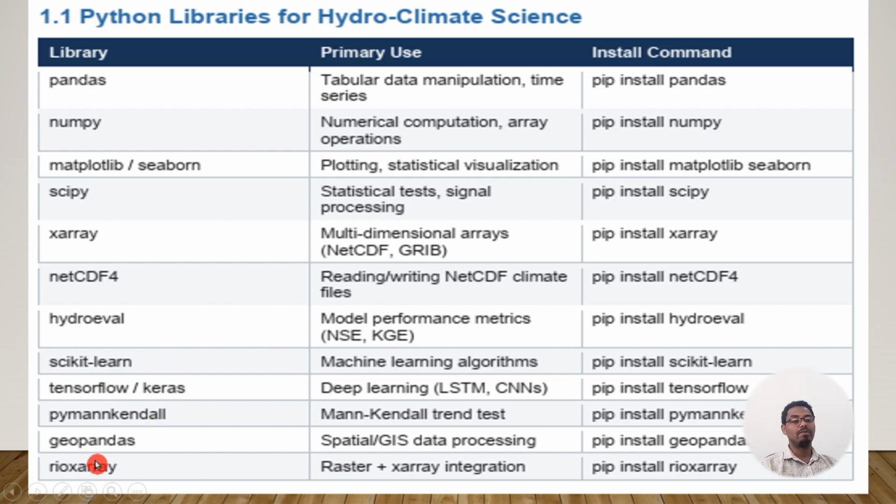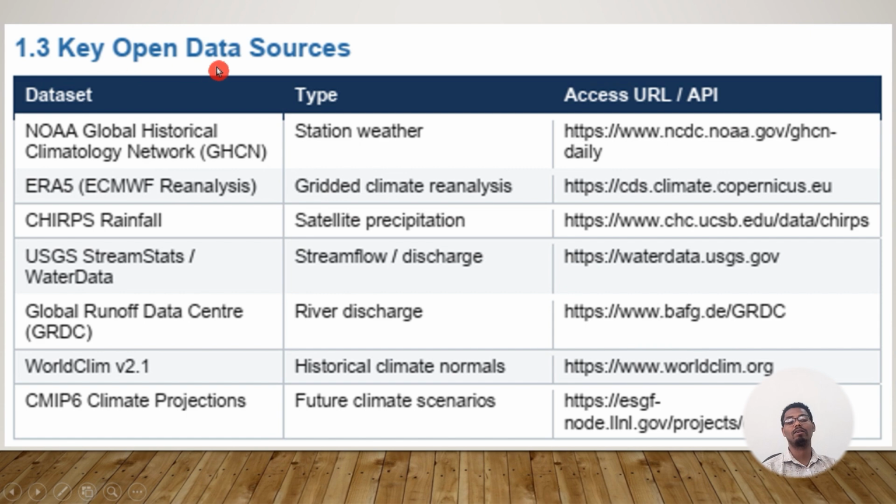As all of you know, there are different sources of data that you can obtain from satellites. The key open data source might be NOAA's Global Historical Climate Network, from which station weather can be obtained. You can access the data by using this URL. The other one is ERA5, which is the European ECMWF reanalysis data in gridded format, and you can also get it from the Copernicus data portal by using this access URL.